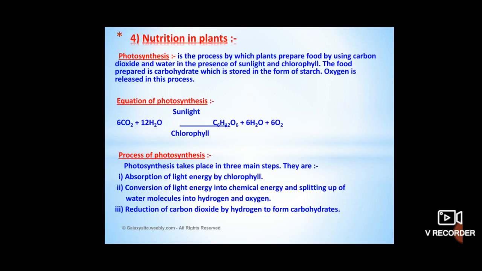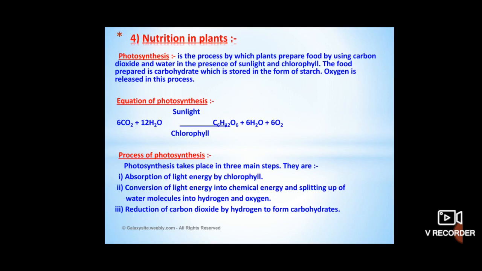See here, before going further, let us know how photosynthesis takes place. See children, this photosynthesis process takes place majorly in 3 steps. Which are those? Yes, the first step is absorption of light energy with the help of chlorophyll. Whatever light energy is produced by the sunlight is absorbed in the plants with the help of chlorophyll.